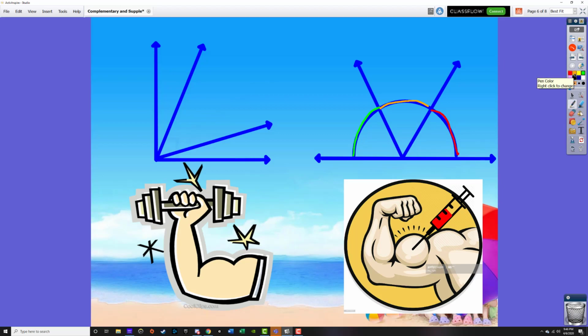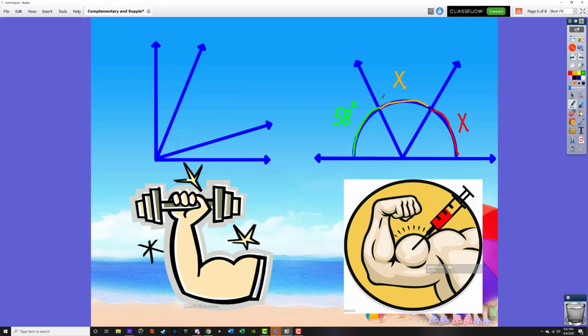Okay, so what if we say this angle right here is equal to X? We say that this angle right here is also equal to X. And then we say that this angle right here is equal to, let's say, 58 degrees.